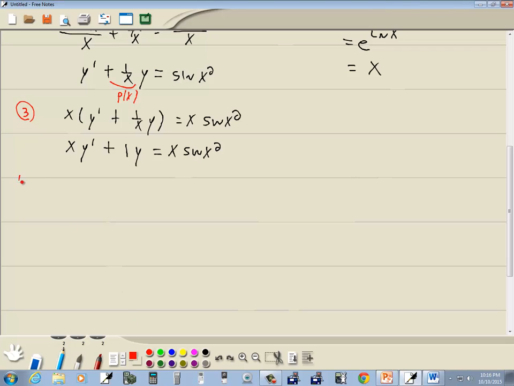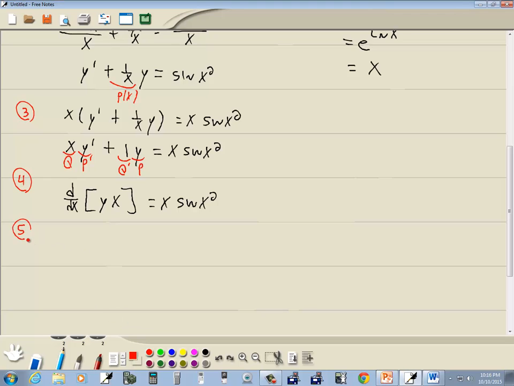Step 4. Recognize the left side as the product rule. This will be p, this will be p prime, this will be q, and derivative of x is 1, so that would be q prime. I did need the 1 there just to demonstrate that it fits that. So then I'll rewrite that as a derivative of p, which is y, times q, which is x, equals x sine x squared.